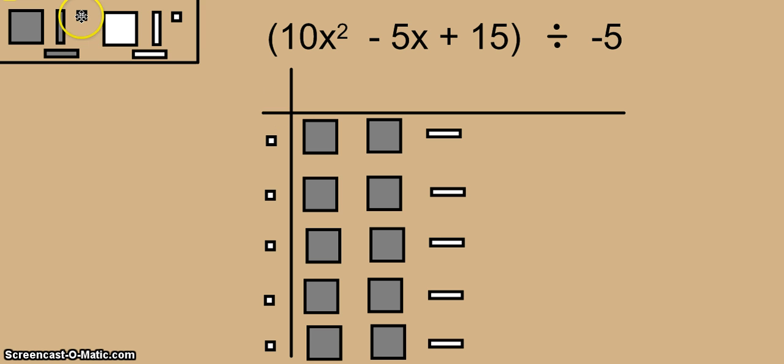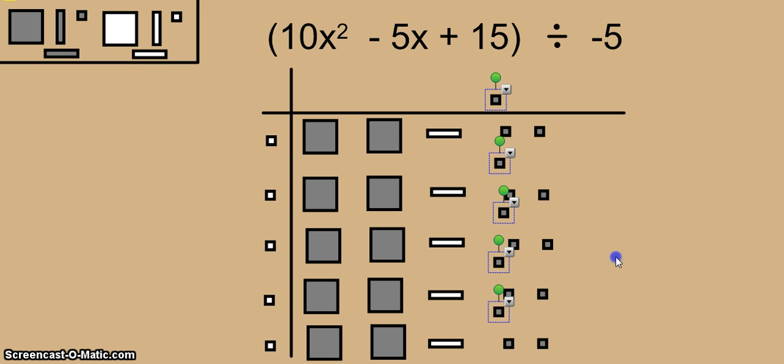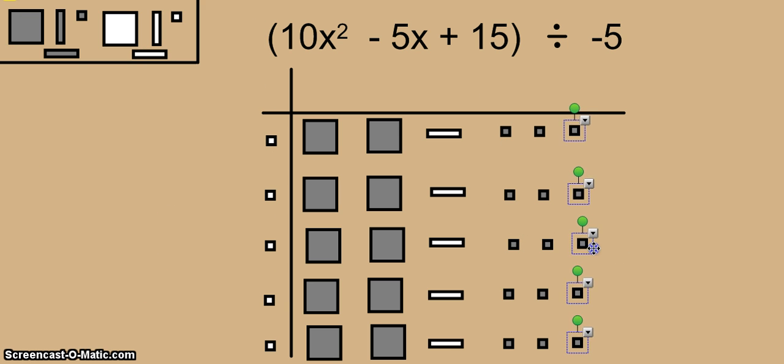Then we need to model positive 15, splitting it up into 5 groups. So that'll give us positive 5. Another set will give us positive 10. And another set will give us positive 15. So the answer to this division question will be modeled along the top.